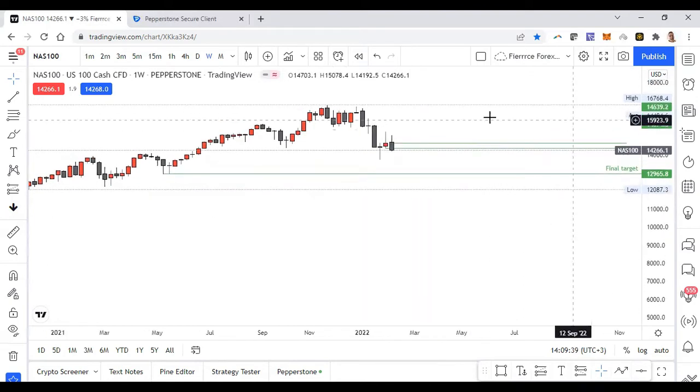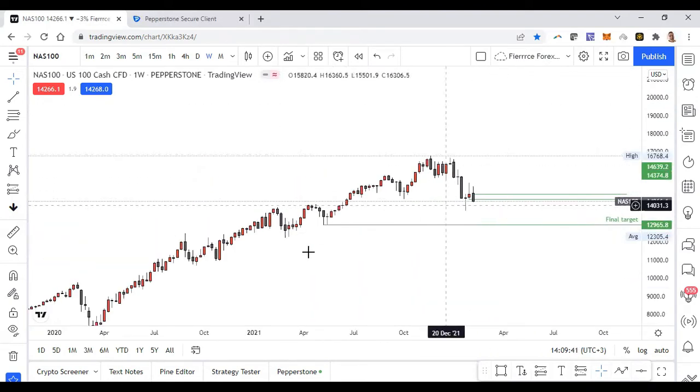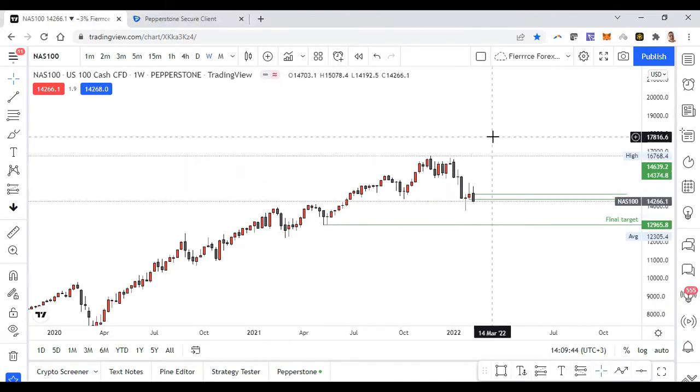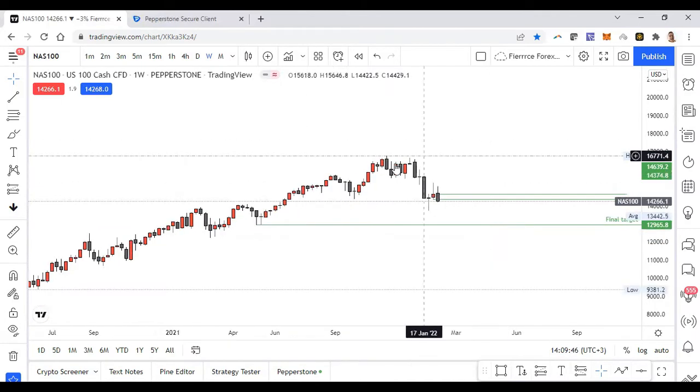Which is understandable because, for the longest time, the indices have been pushing up, and this drop was bound to happen. We have actually broken the low of October 2021. We broke through it, and then we retested back.